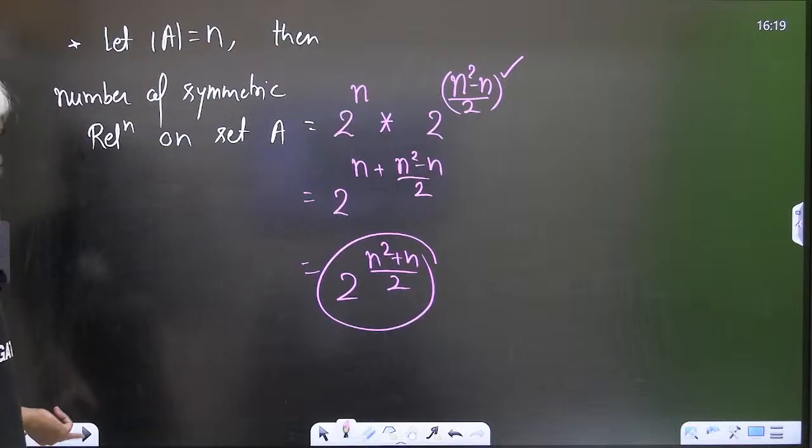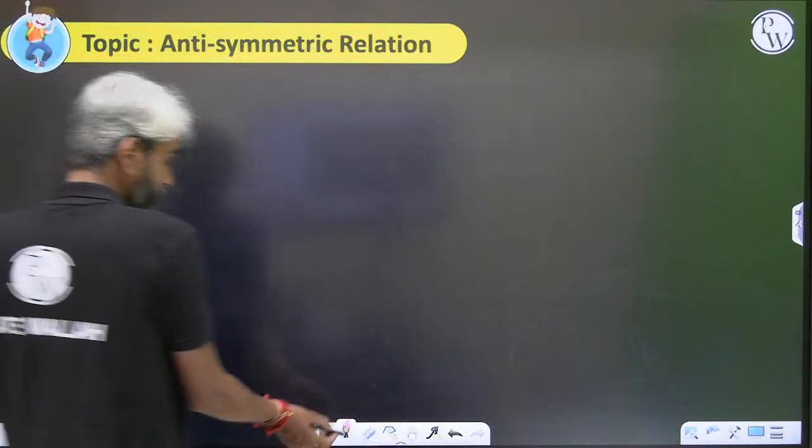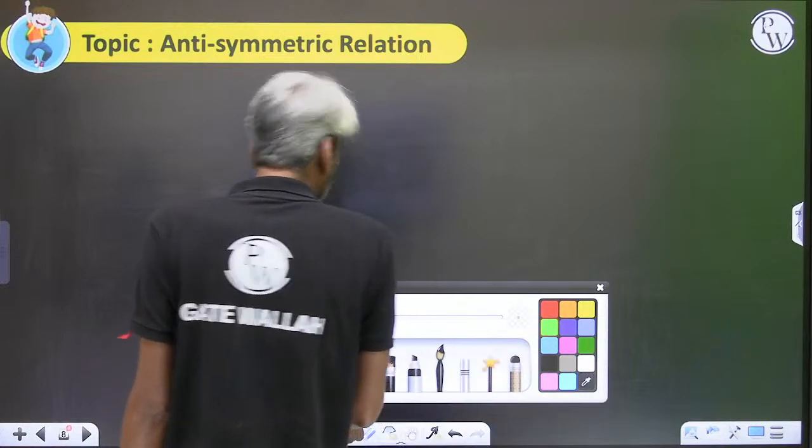Let's move to the next type of relation, that is antisymmetric relation. Sir, it is not asymmetric.